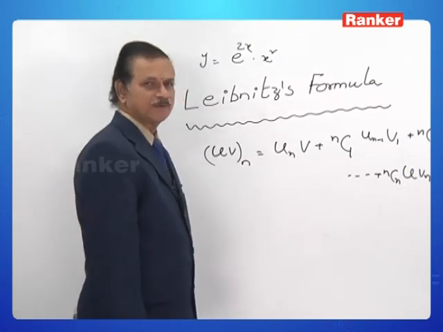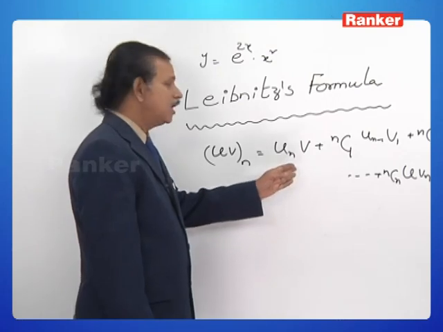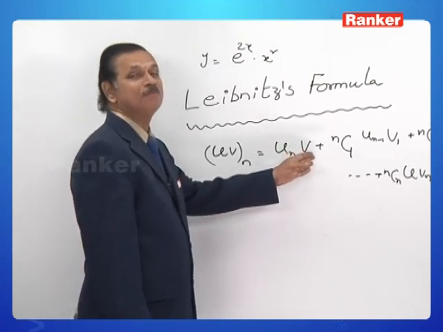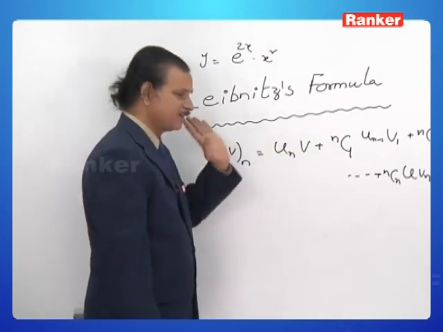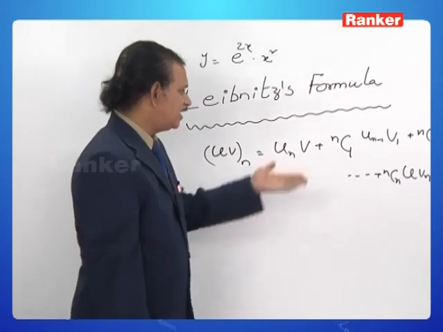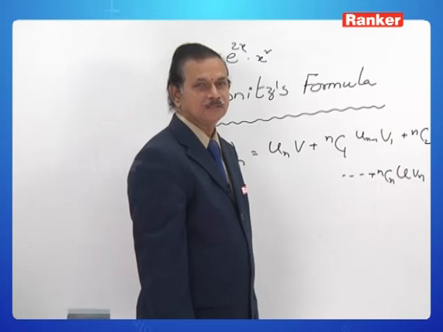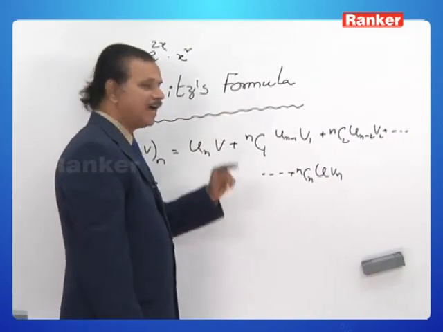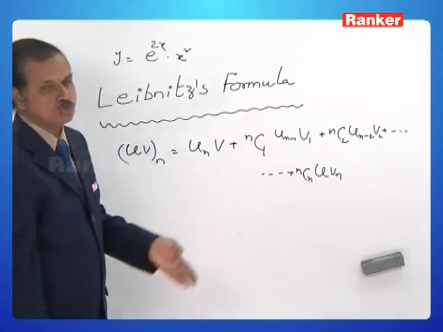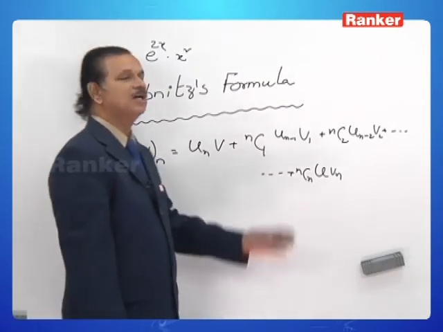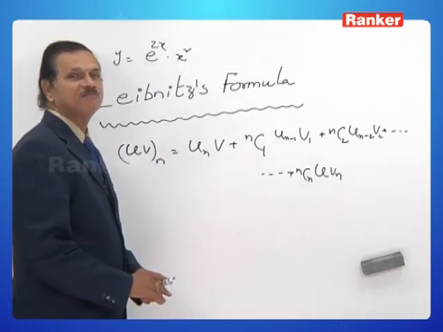In the first step, we take the nth derivative of the first function, and we differentiate the second function 0 times. We do not differentiate it, we just keep it as it is. Next, nC1, the (n-1)th derivative, v1, like that. If you proceed, at the end the nth derivative of the second function will be obtained, and u, the first function, just comes as it is. This is what we say about Leibniz's formula.